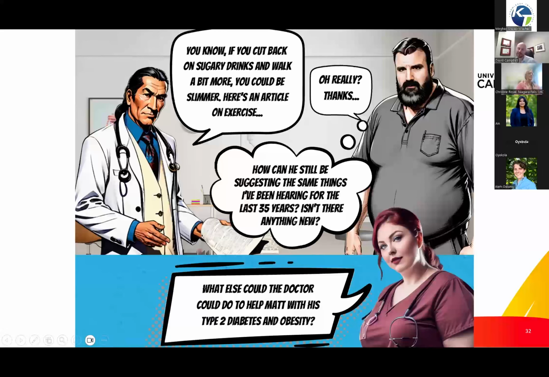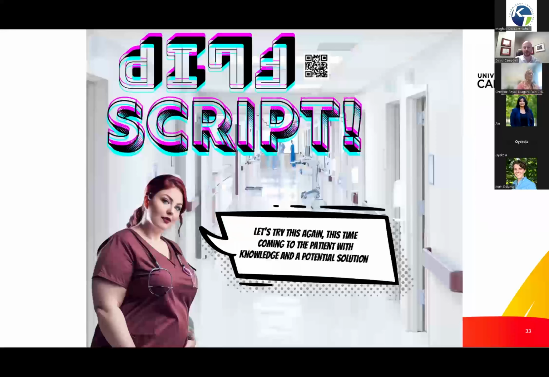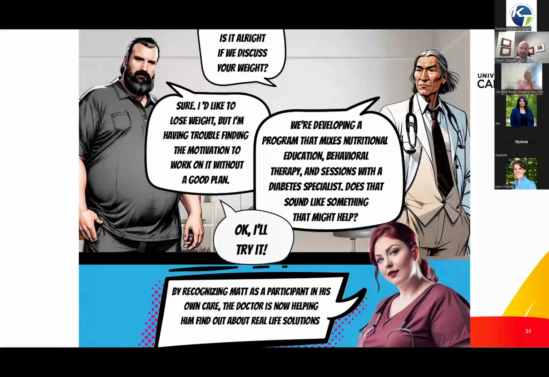And so, this is again the reflection. This is the interaction that they're hoping to portray between this doctor and the patient. And the hypothetical question of what else could the doctor do to help Matt with his type 2 diabetes and obesity? And then they portray a flipped script, or kind of what could have happened. And so, what if the doctor asked for permission? Is it okay if we discuss your weight? And then proposed a program that mixes these things together and asked the patient for their consent and their interest in participating.